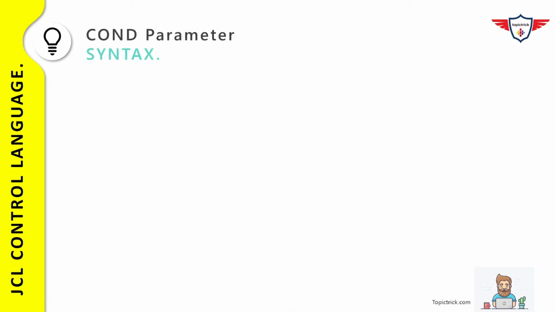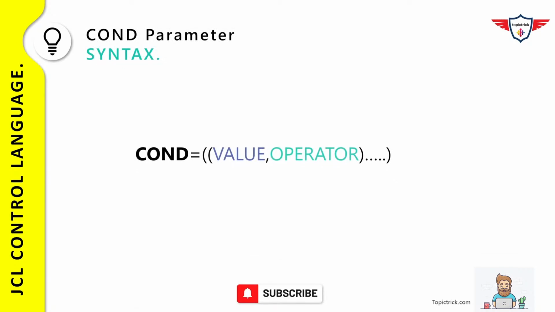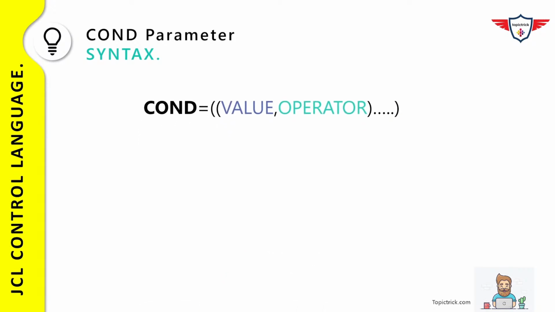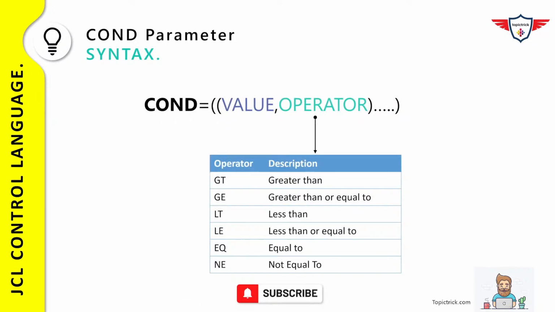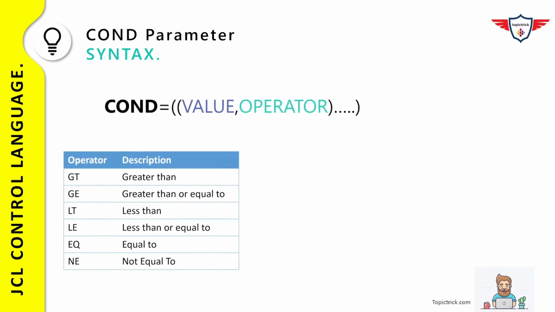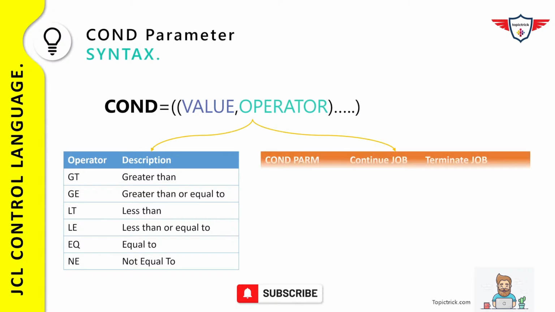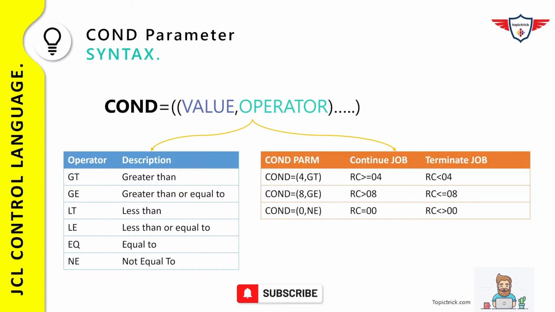Now let's talk about the syntax of the conditional parameter. The syntax of the conditional parameter is fairly simple and easy to understand. You have the conditional keyword followed by an equal sign, and thereafter you have two subparameters. The first one is value and the second one is operator. The possible values of the operator field are greater than or equal to, less than or equal to, and not equal to. Apart from that, the value subparameter is used to specify a numeric value of a return code. So it could be 4, 8, 12, 16 depending on your requirement.